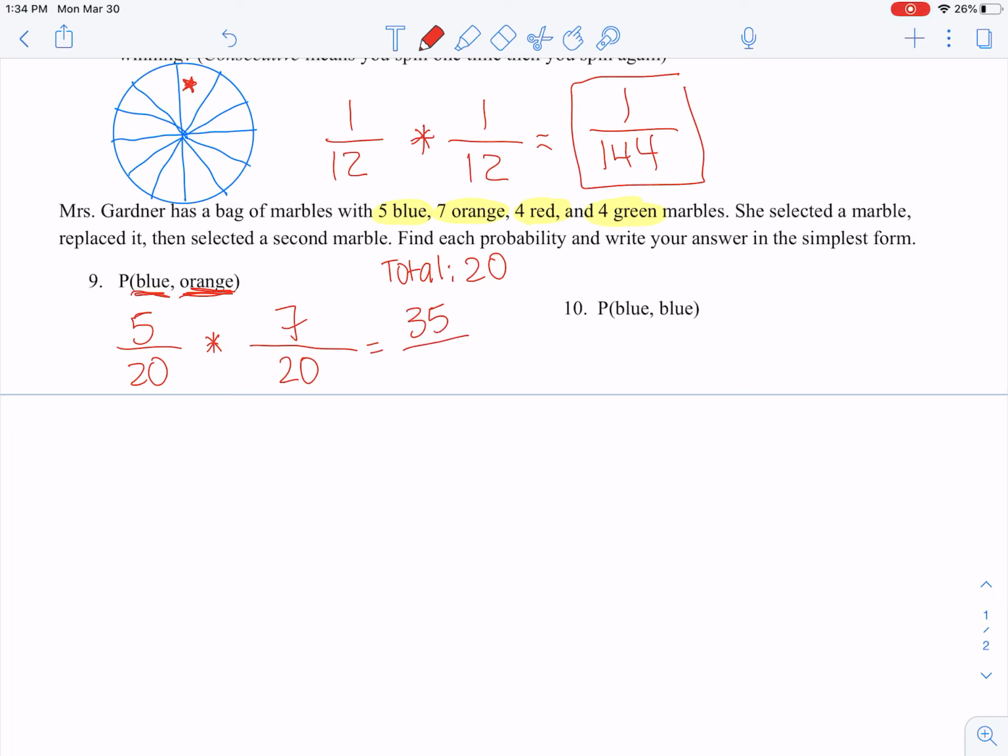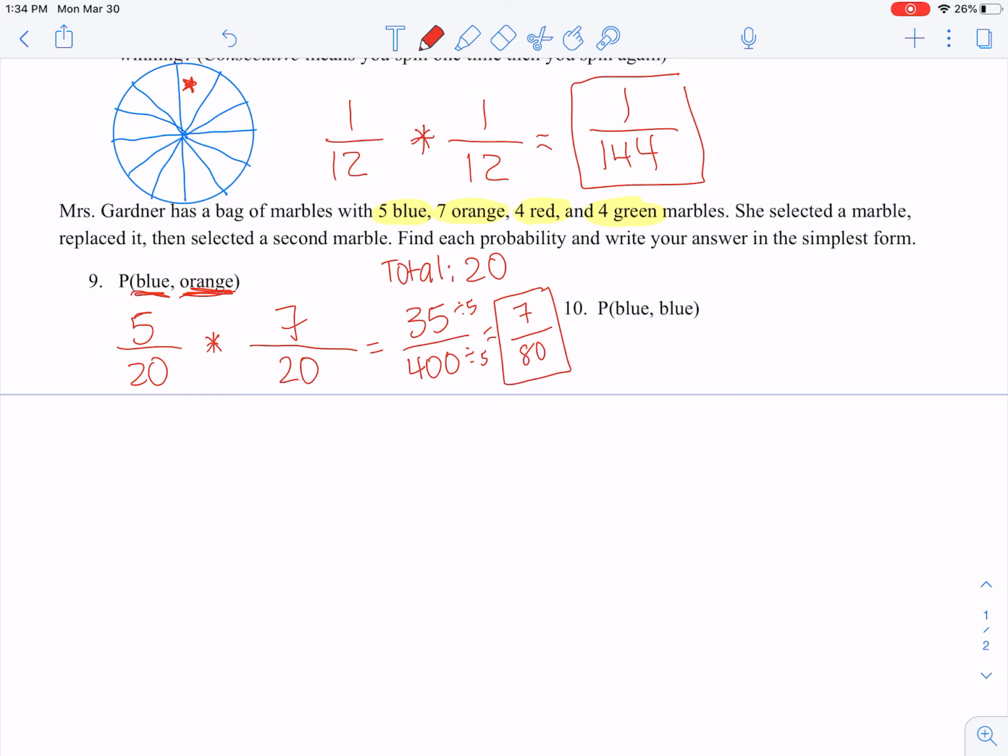5 times 7 is 35. 20 times 20 is 400. We know that they're both ending in a 5 and a 0, so we know that we can divide them by 5 to simplify and reduce them out. 35 divided by 5 is 7. 400 divided by 5 is 80, and we know that 7 is a prime number, so we know that cannot be reduced any further, and that would be our final answer. The probability of picking a blue, replacing it, and then getting an orange the second event would be 7 out of 80.